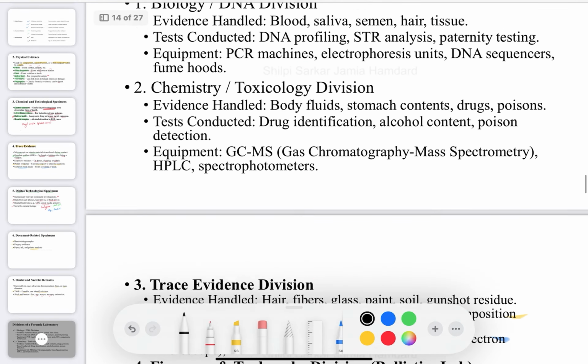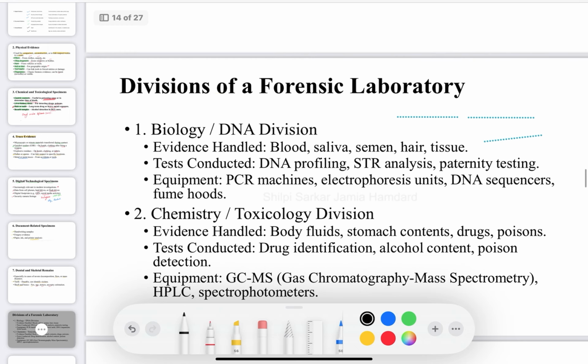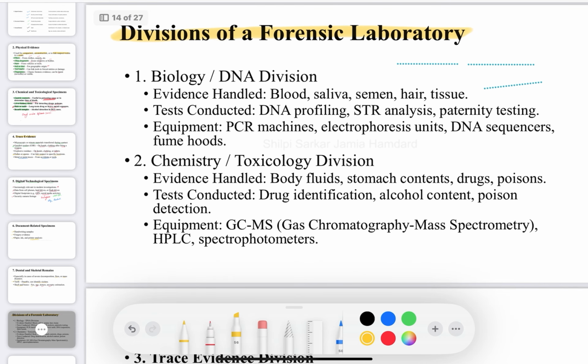Now comes the second part, division of forensic laboratory. So there are some laboratories in which divisions occur. First one is biological and DNA division.